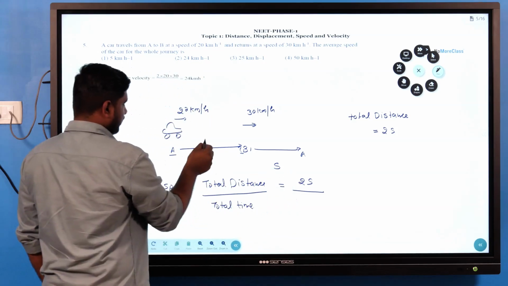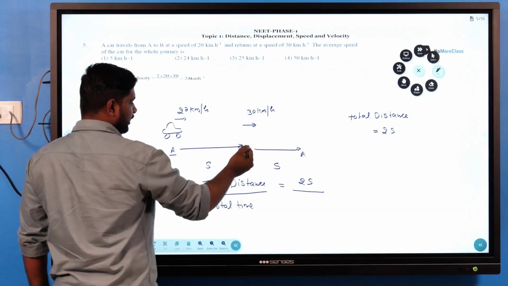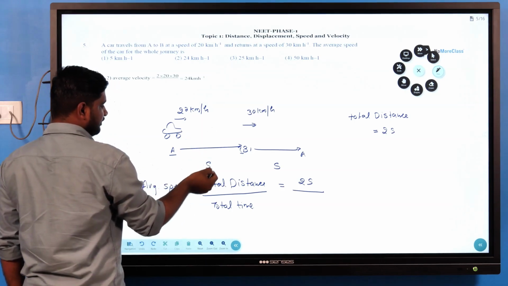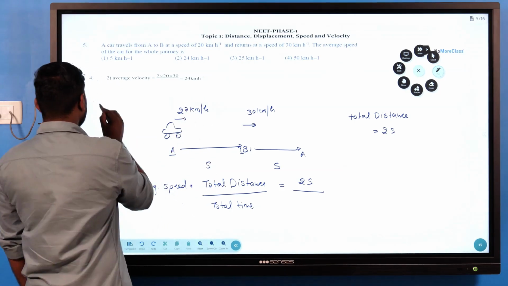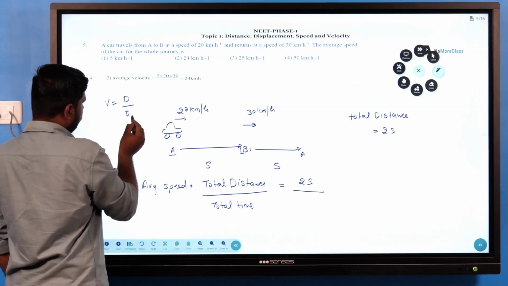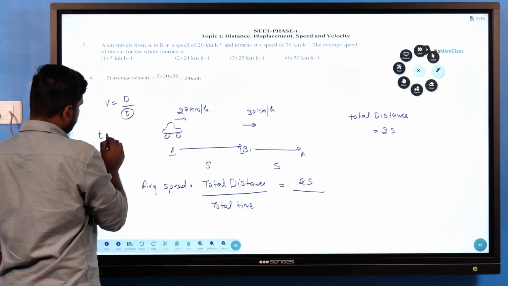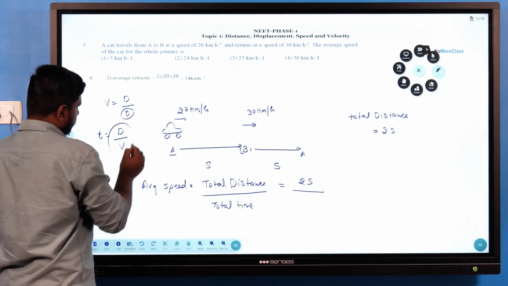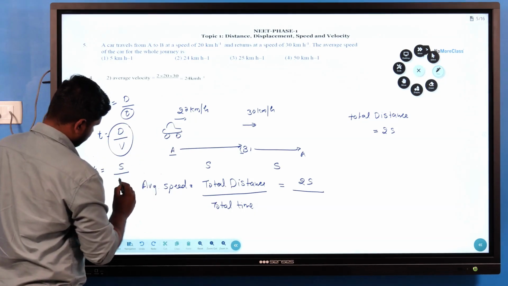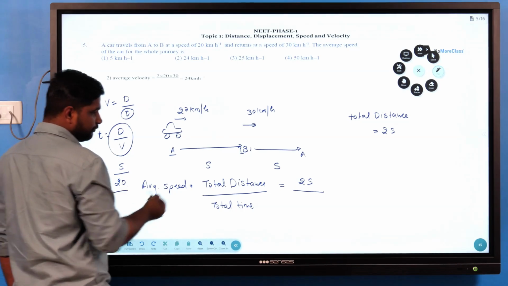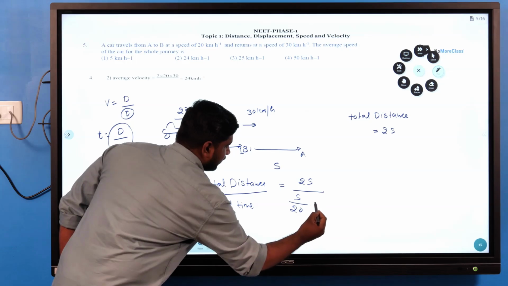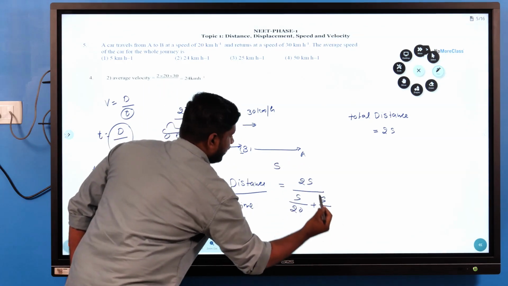Total time is the time from A to B plus the time returning from B to A. How will we find the time? Velocity is equal to distance upon time, so if you want to find time, time is equal to distance upon velocity. For the first half, time is S divided by 20, and for the second half, it is S divided by 30.